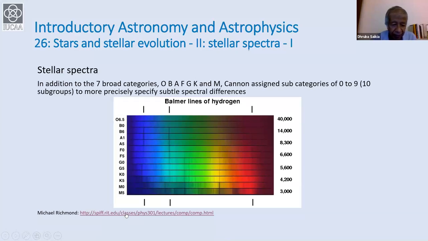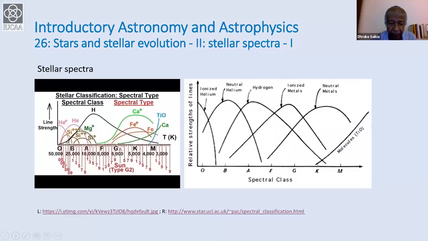So there are nice descriptions in this link over here. Michael Richmond has put these under Creative Commons for people to use and see. So this illustrates the same thing which I've mentioned over here in a graphical form rather than looking at individual spectra, that when you have the highest temperatures, you can get ionized helium lines from that. When you come to slightly lower temperatures, you can excite lines of neutral helium.